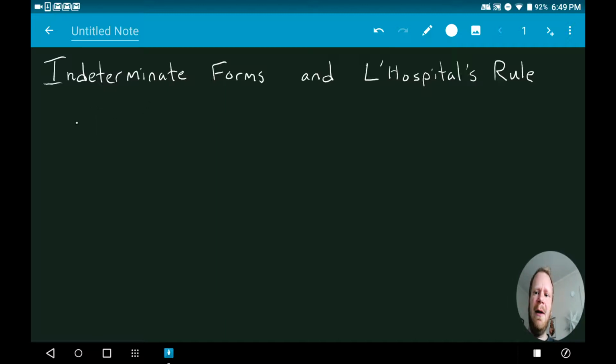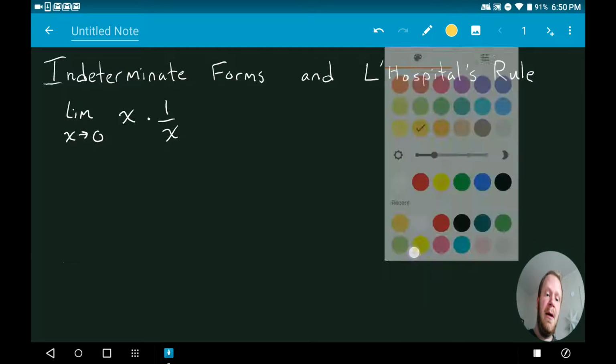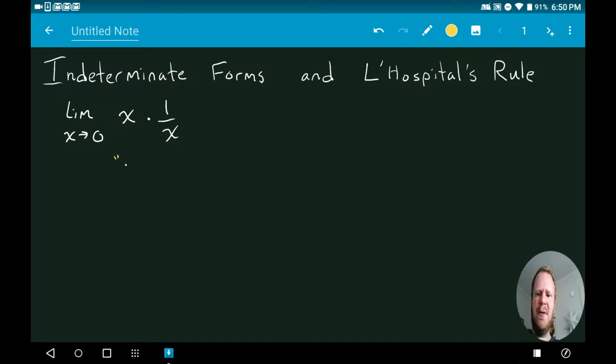It's got to do with limits, so I'll start off with an example. This is the limit as x approaches 0 of x times 1 over x. If we just try to plug in, which is always the first thing we should try to do, we plug in this 0 here and see what happens. To me, this looks like 0, right? x equals 0. And then we get a 1 over 0 here.